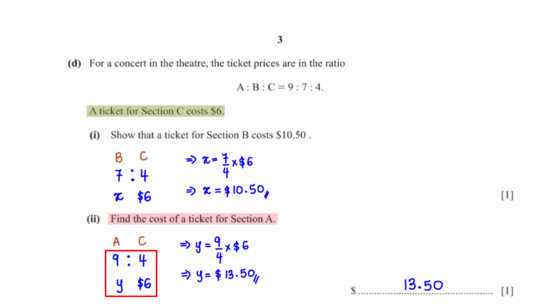We know the ratio A is to C is 9 is to 4, and we also know the cost of a ticket for Section C is $6. We want to find the cost of a ticket for Section A, which is what we are calling Y. When we cross multiply and make Y the subject, this is what we have, which is equal to $13.50.